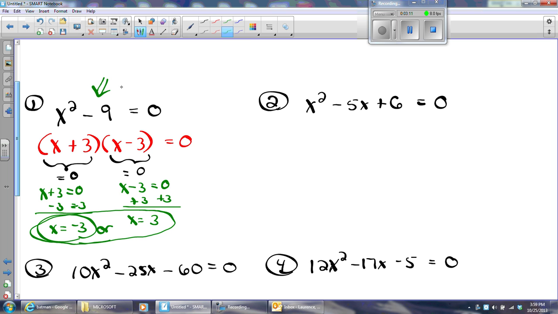Now, please don't think, oh, I just look and I know it's the opposite sign. That won't always be the case. We're going to do some where it is and some where it isn't. Okay, so let's go on to this one over here.